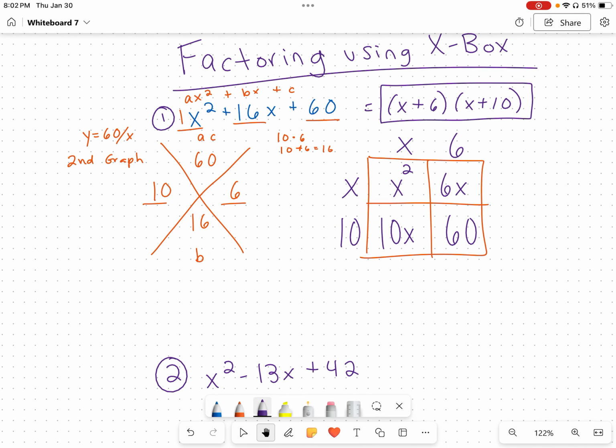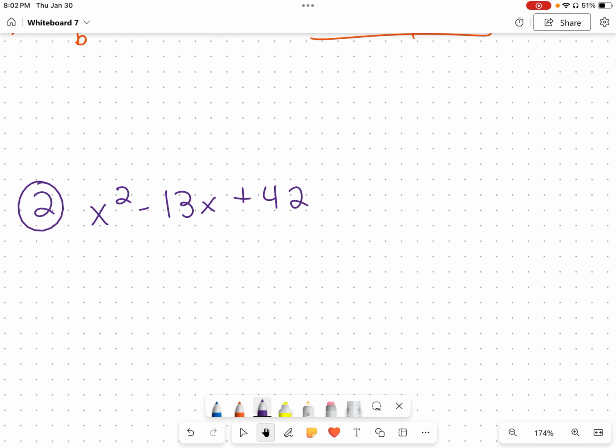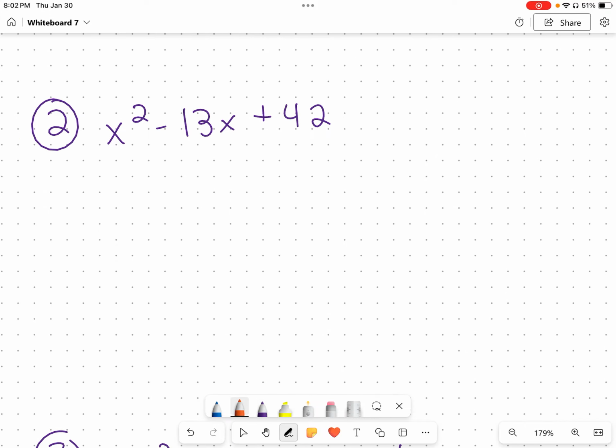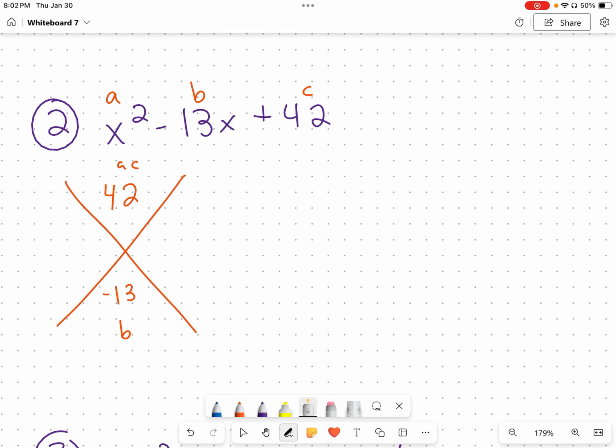Okay, let's go to the next one. Make sure you have this one written down. All right, same thing. I'm going to label A, B, and C. I'm going to do my x. A times B, or A times C, sorry. And then B goes on bottom. Negative 13. So then we have to find out what multiplies to get 42 and adds to get negative 13. So because this is negative down here, both of these magic numbers are going to be negative.